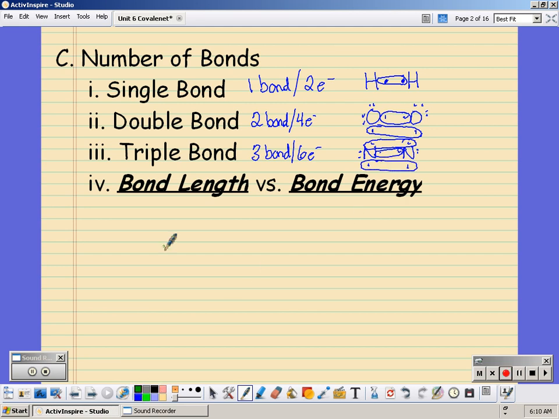Bond length is simply the distance between the atoms, and bond energy is the energy needed to break the bond. So the more bonds you have between 2 atoms, the closer the atoms become. So nitrogen with a triple bond has the shortest bond length, and hydrogen, which only has 1 single bond, has the longest.